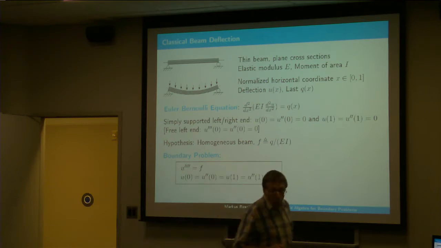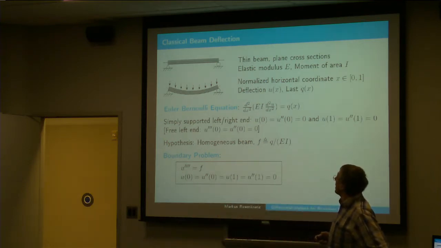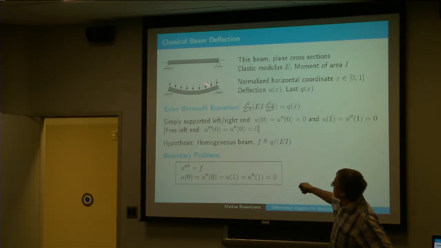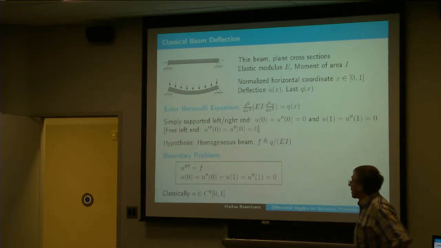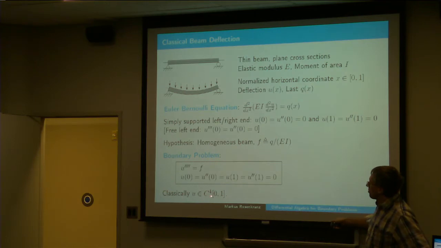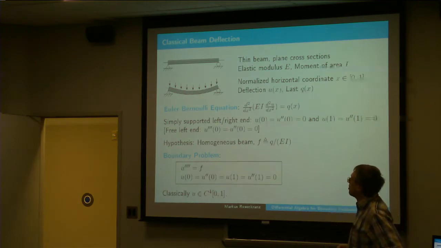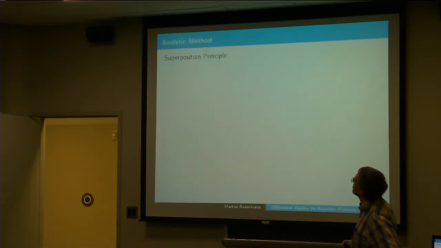So that's a typical motivating example of what is called a two-point boundary problem, because there are just two boundary points here. And classically, the function space you would be using is here 4 times differentiable functions, but you can have more sophisticated spaces, Sobolev spaces, etc. But that is not my business here.